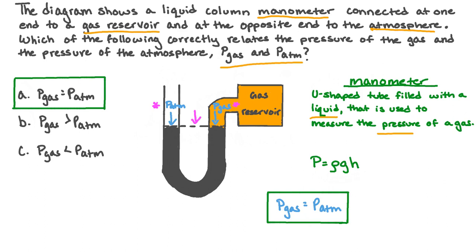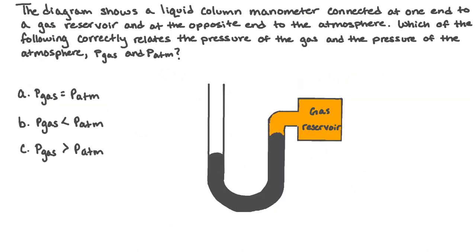Next, we'll try an example where our liquid is not going to the same height in either end of the tube. The diagram shows a liquid column manometer connected at one end to a gas reservoir and at the opposite end to the atmosphere. Which of the following correctly relates the pressure of the gas and the pressure of the atmosphere, P gas and P atmosphere? A. P gas equals P atmosphere. B. P gas is less than P atmosphere. C. P gas is greater than P atmosphere.